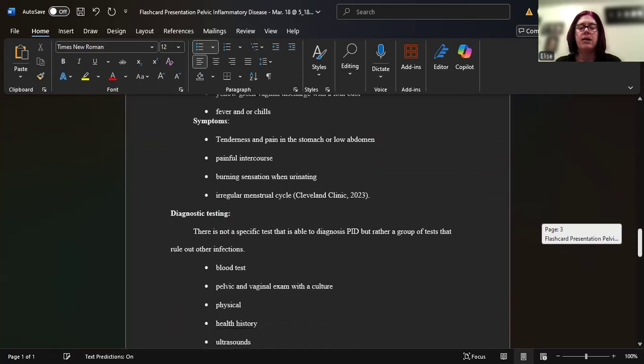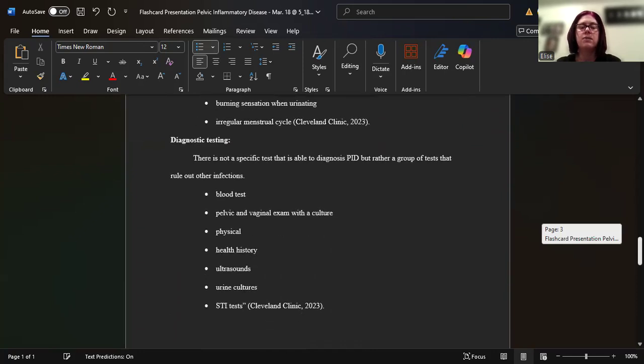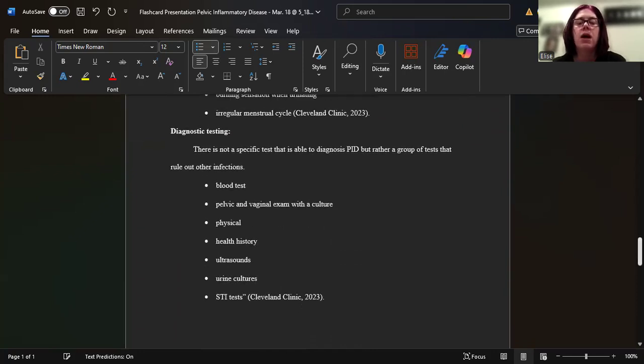Diagnostic tests is our last subject here. It's usually a group of tests that actually helps to diagnose PID. So that could be from a blood test, a pelvic vaginal exam, physical health history, ultrasound, urine culture, and a round of tests for STIs.